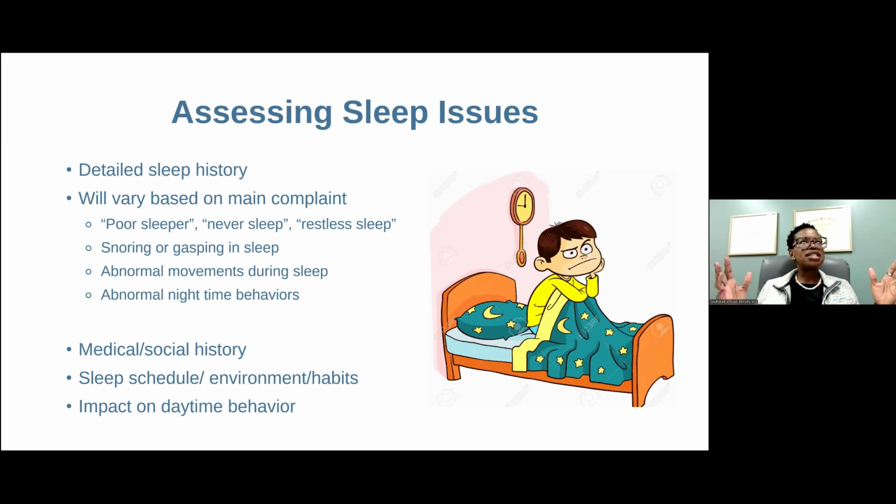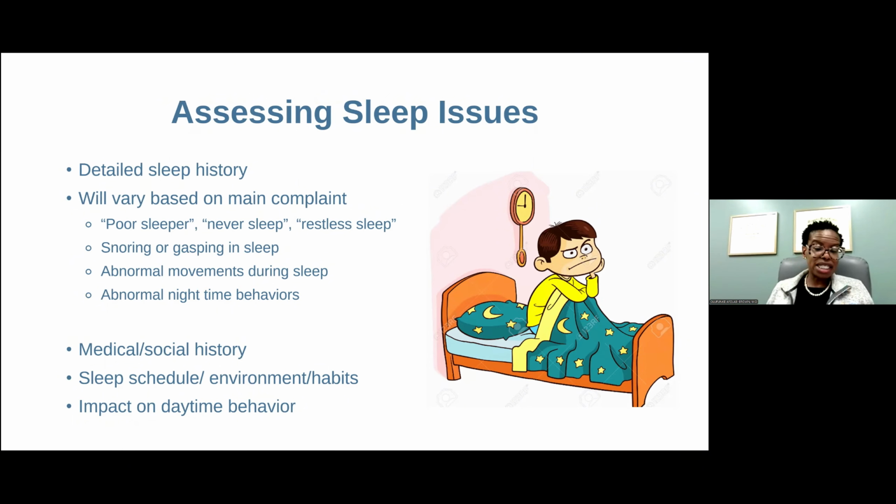So then how do we start, knowing that sleep is important? If kids with ADHD don't sleep well, their ADHD symptoms worsen, and also ADHD worsens sleep symptoms. What do we do? Where do we start from? So it's important to start with a very detailed sleep history. And this will vary based on the main complaint.